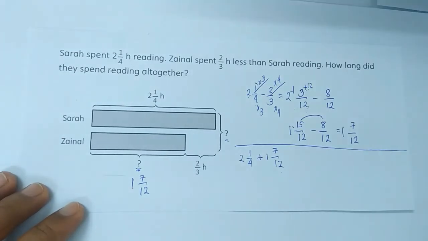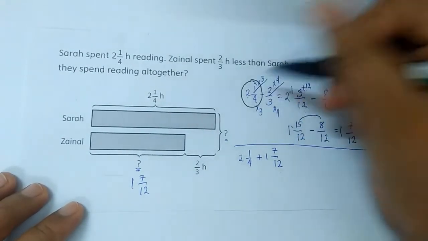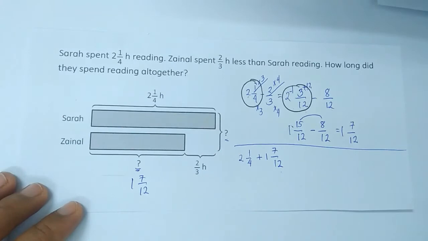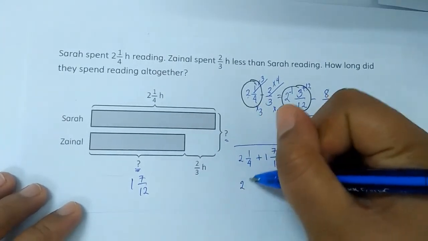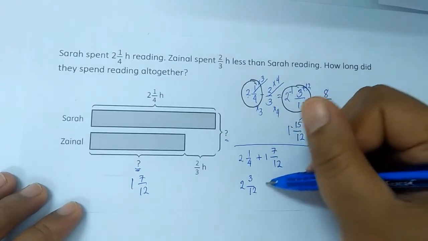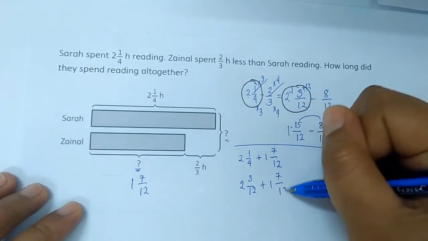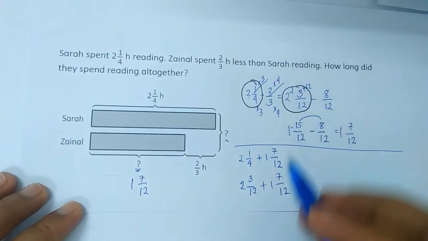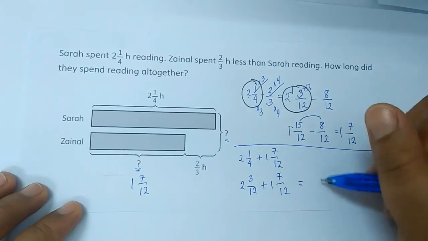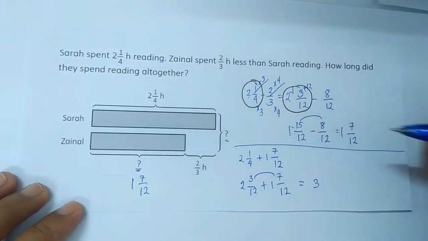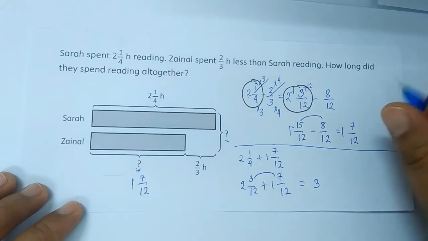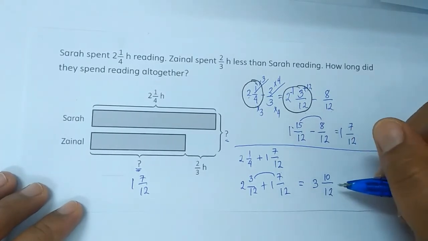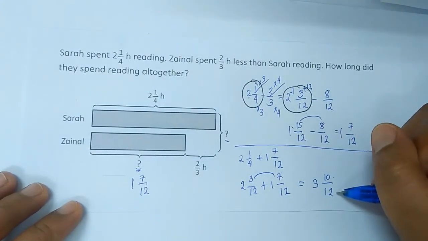Very good. As you can see a while ago, the 2 and 1/4 we already converted into 2 and 3 over 12. So just copy the 2 and 3 over 12. Then add 1 and 7 over 12. So the denominators are now the same, so we can add. Add the whole numbers. 2 plus 1 is 3. Then add the numerators. 3 plus 7 is 10. Then copy the denominator 12. So we have 3 and 10 over 12.